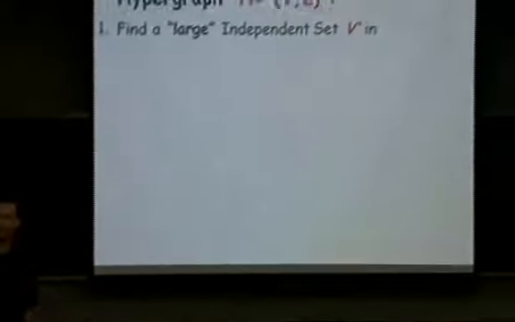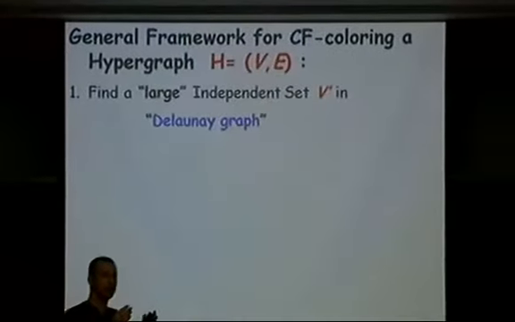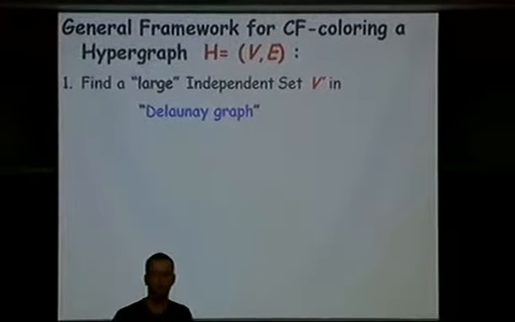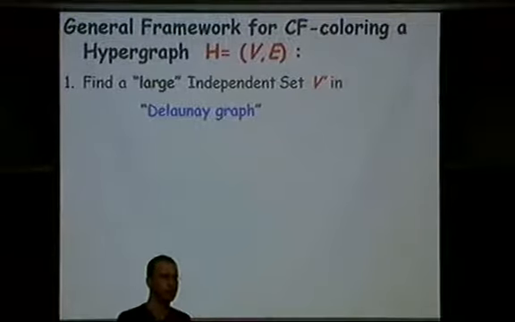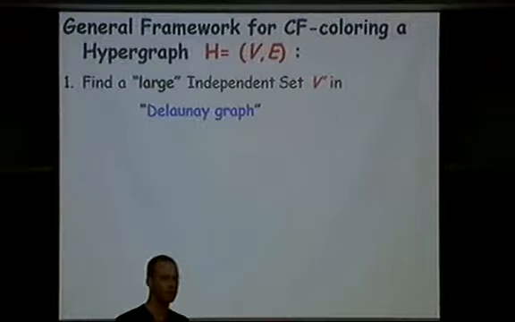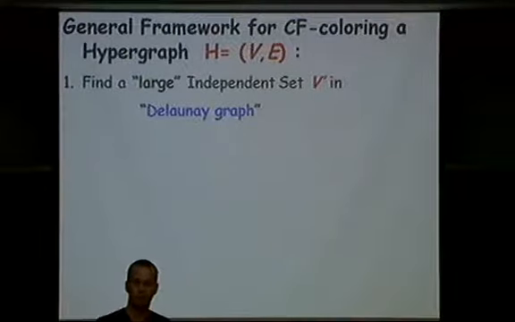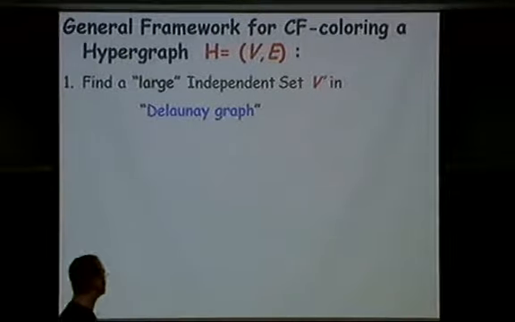So again, there's a framework suggested here that says the following. Given any hypergraph, this notion of the Delaunay graph is very general. We want to find a large independent set, V prime, of the Delaunay graph, which is the graph of all hyperedges of cardinality 2. This is a graph that comes from the hypergraph, and you want to take a large independent set in it. Why large?